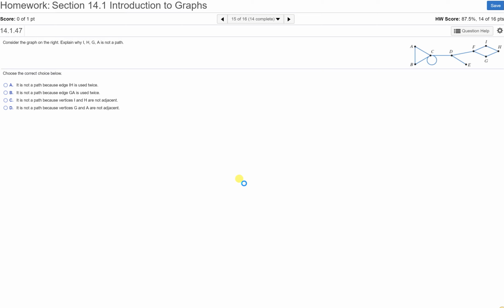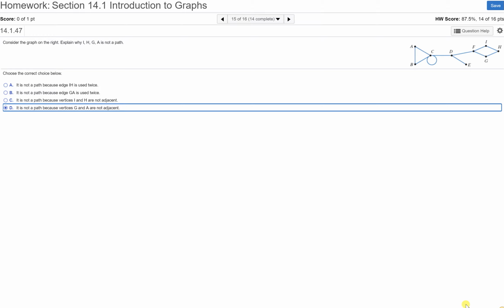Consider the graph on the right. Explain why that's not a path. Let's see. I, H, G. Okay, there's no connection from G to A. So GA doesn't exist. So G and A are not adjacent. Okay, there we go.